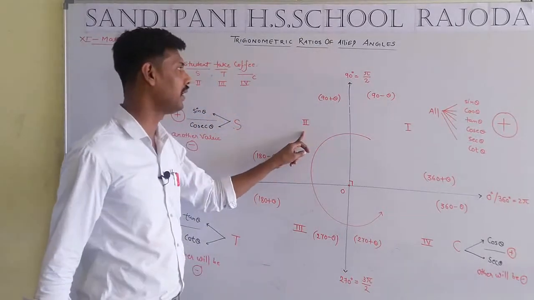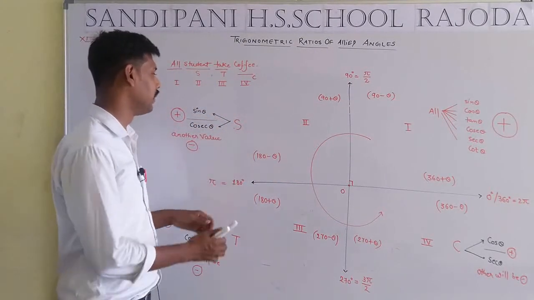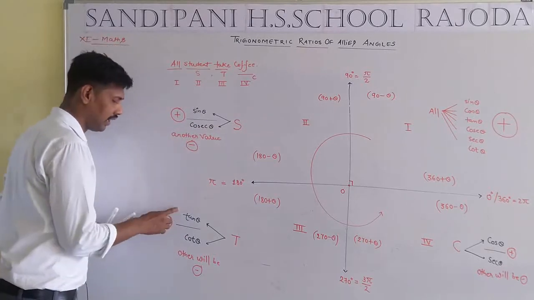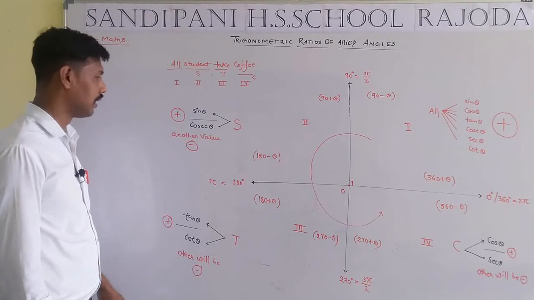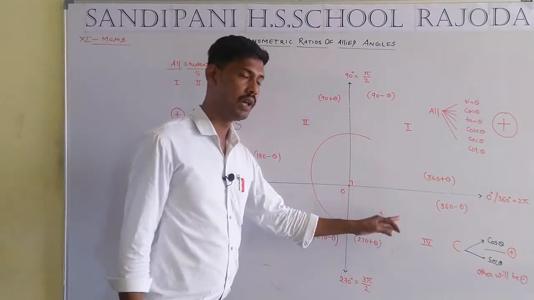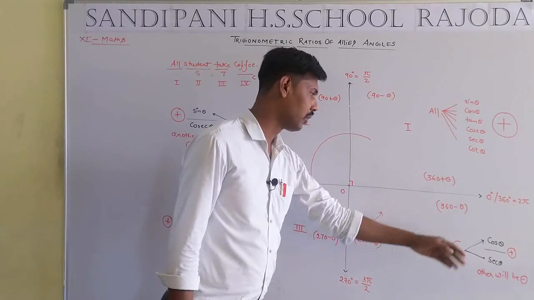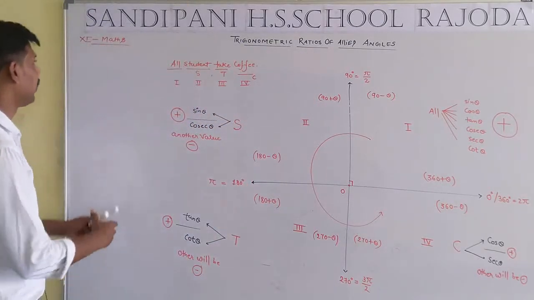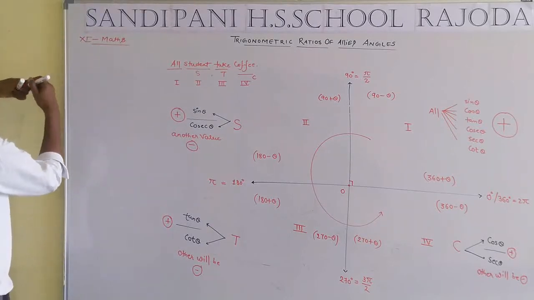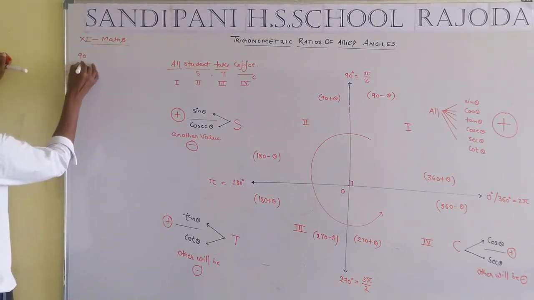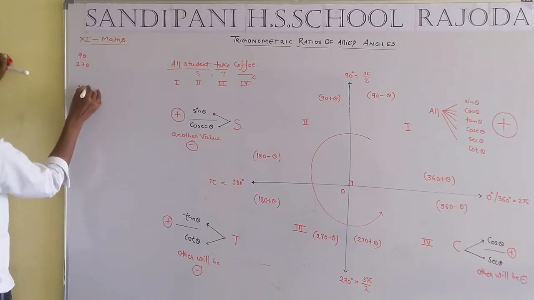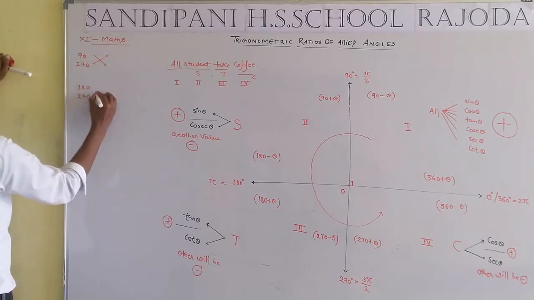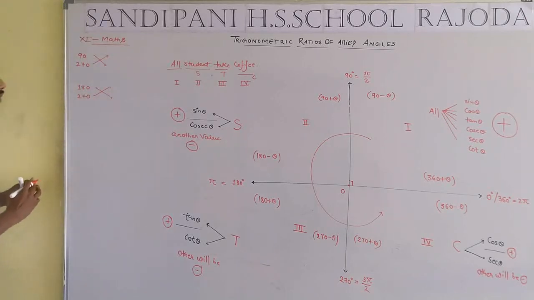In the second part, sin and cosec will be positive, other answers will be negative, and in the third part, tan and cot will be positive, other negative. In the fourth part, cos and sec will be positive, other negative. Now, four types of variations are there: 90, 180, 270 and 360. Student, I think you are getting the proper conversation between you and me.